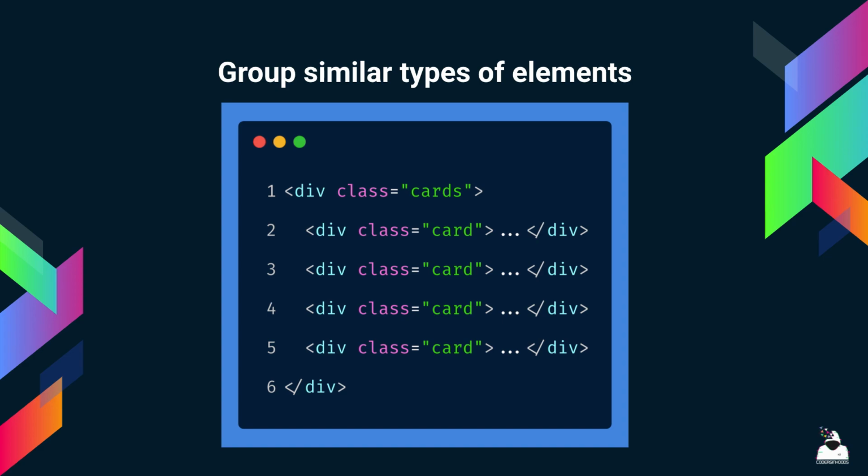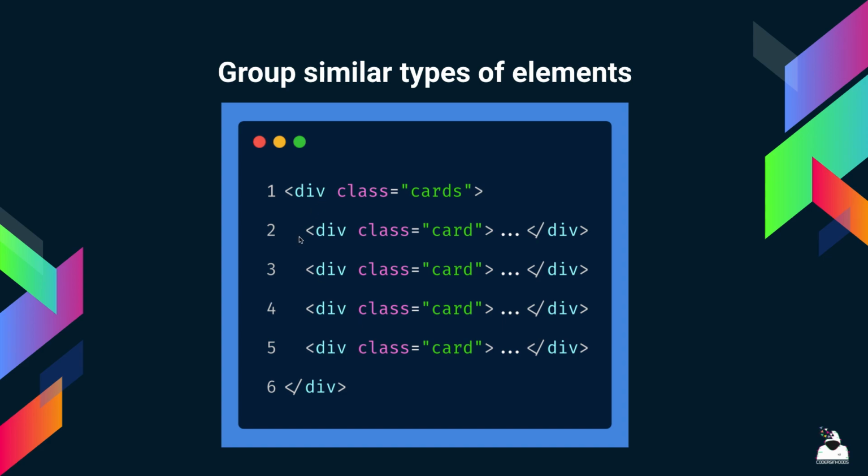Group similar types of elements. Well, this is basically mainly when you do lists and stuff like that. So if you have a lot of same elements in the same place, then you would probably group them. And again, this is basically a wrapper, right? This could be even called cards wrapper. It just gives you a little bit more visibility in your code and in the console as well, and it will give you the opportunity to style it again, right?